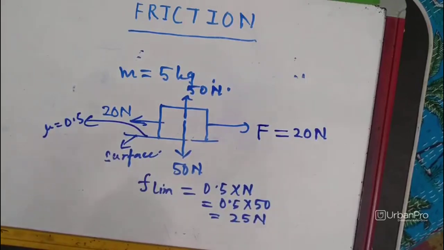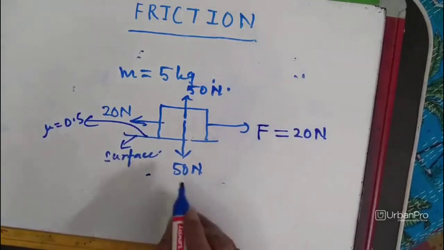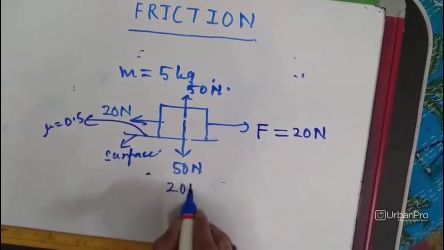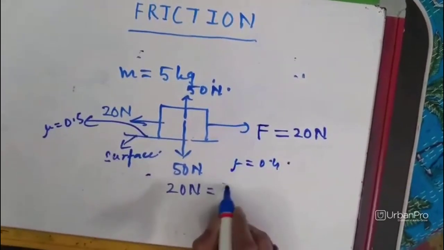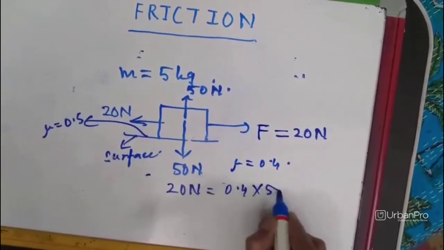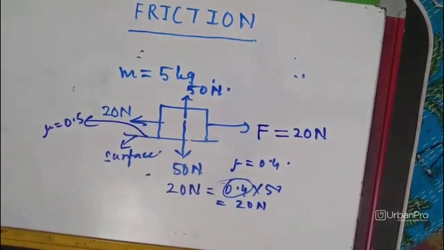So what happens to the mu? To apply 20 Newton towards the left, mu equal to 0.4 is enough. So 0.4 into 50 is equal to 20 Newton. So it will not apply the entire 0.5 which it could have applied, but instead apply only 0.4, so as to not allow the two bodies to have relative motion.